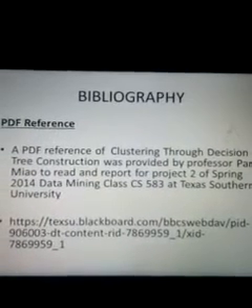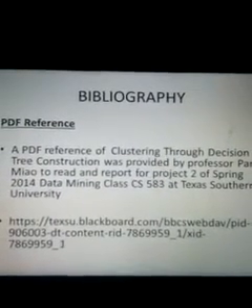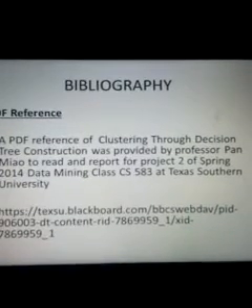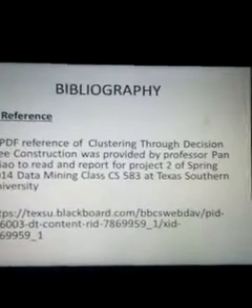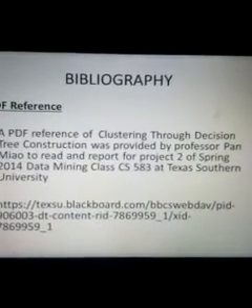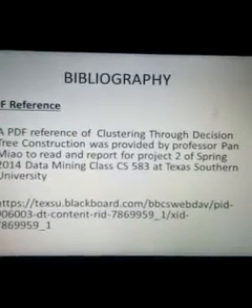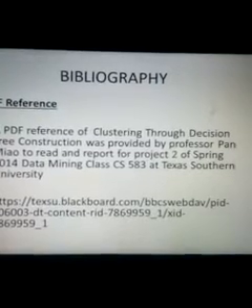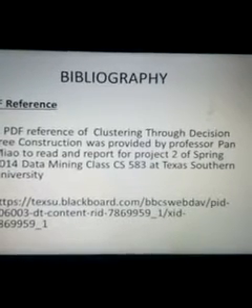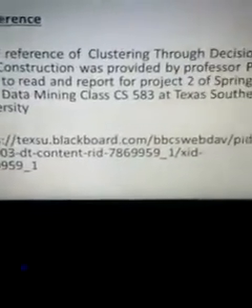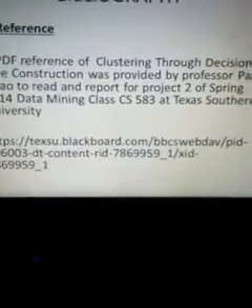Bibliography. In the bibliography, the only reference that was used was a PDF reference called Clustering Through Decision Tree Construction that was provided by Professor Pan to read and report for Project 2 of the Spring 2014 Data Mining class, CS 583 at Texas Southern University. And here's the link to that particular PDF on the TSU Blackboard site.